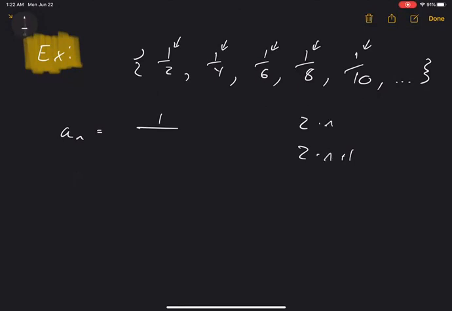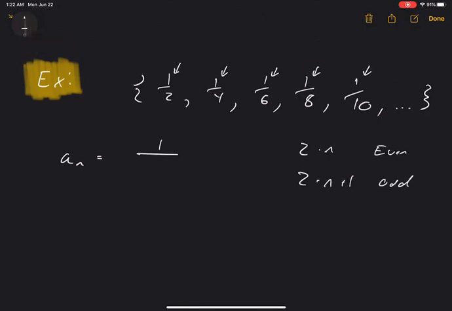So even numbers have this form, odd numbers have this form. Okay. So it looks like my denominator is going to be 2 times n. Okay. So let's just double check. We have this formula that we suspect is our correct formula. Let's double check. How do we double check?